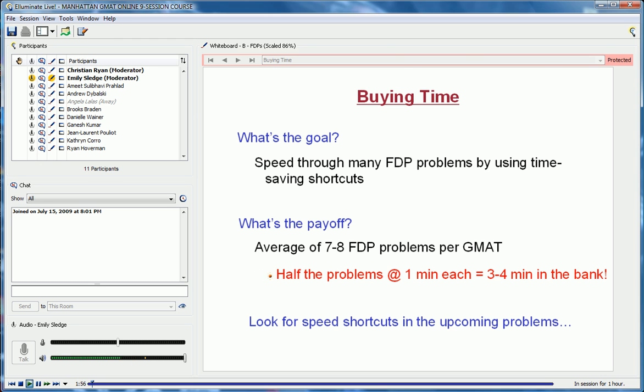If you're going to see about a fifth of the problems on this test as FDPs and can shave a minute off of half of them, that's time that can be spent on things like word translations that tend to take a little bit more time.